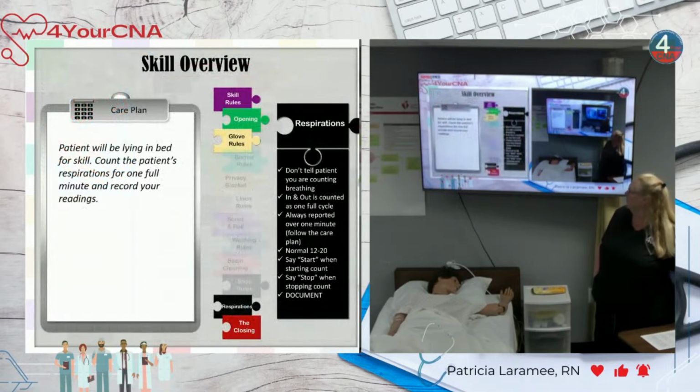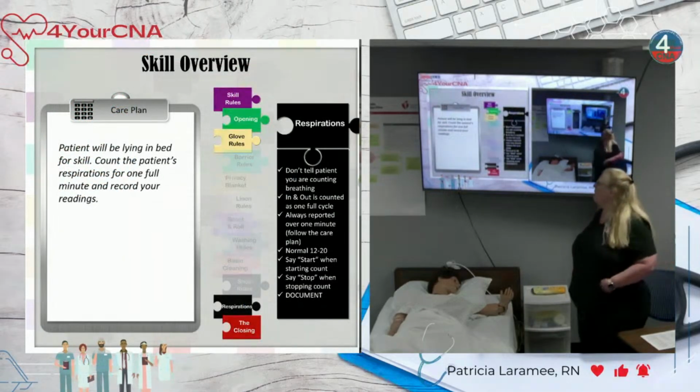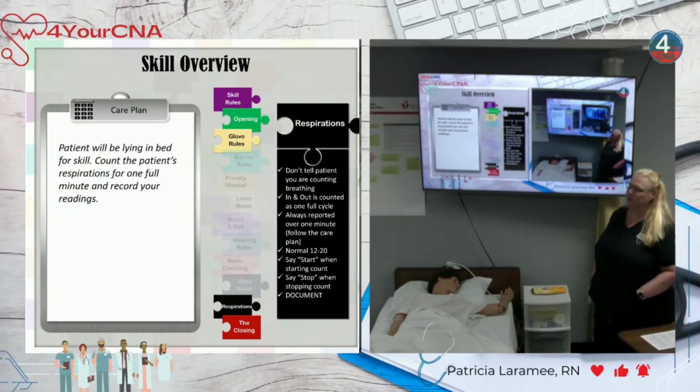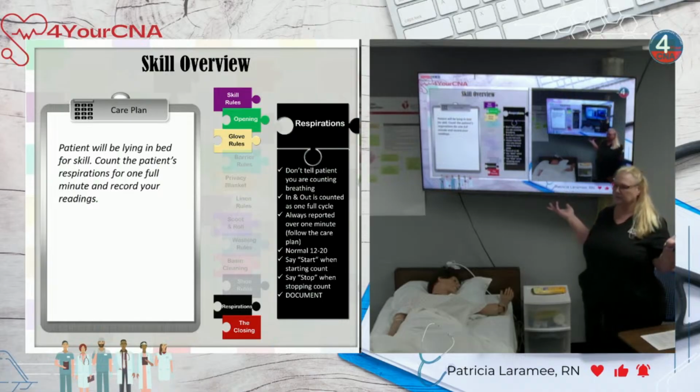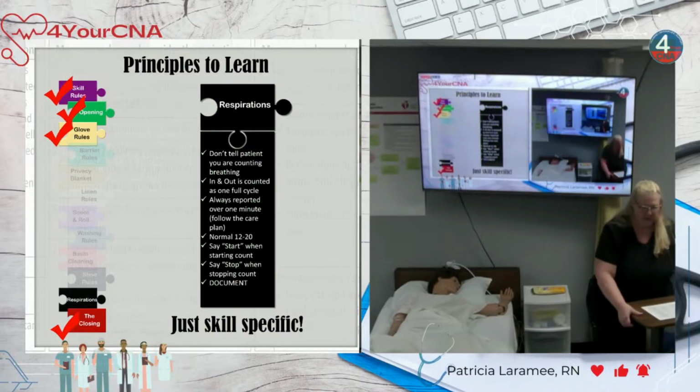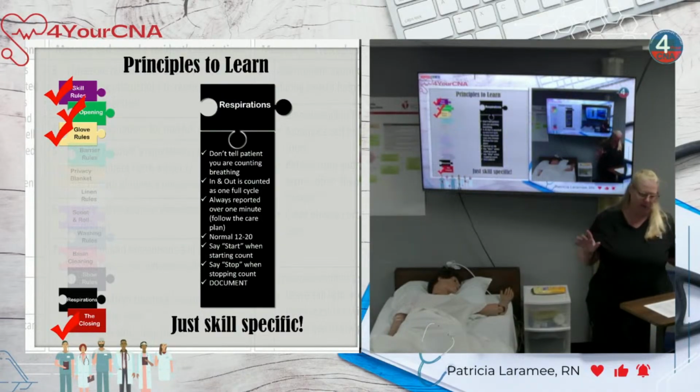Let's take a look at the care plan. Care plan says patient will be laying in bed for the skill, count the patient's respirations for 1 full minute, and record your readings. That's it. We're counting their breathing for 1 full minute. That's the whole skill. Put an opening in front, a closing behind. But there are a few things with this skill that we need to be aware of. Some things that make it a little more challenging.